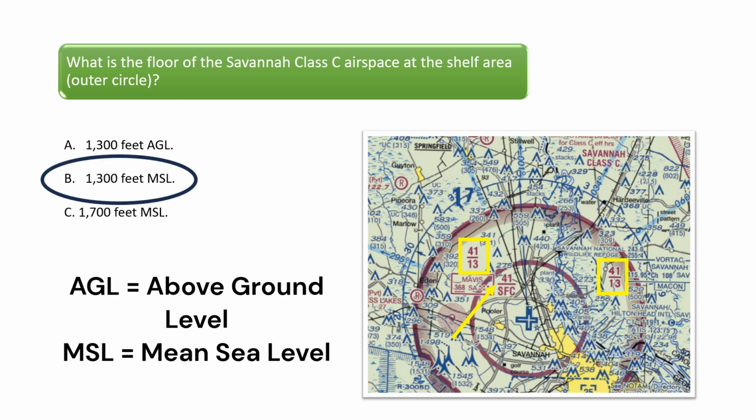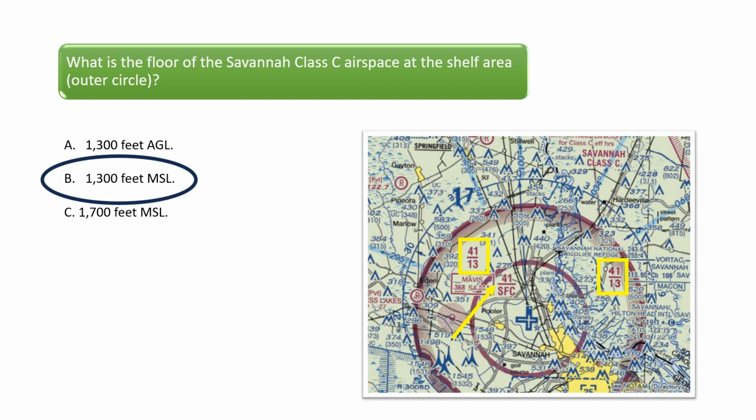One more key point to remember. Notice the number 41 above the letters SFC. SFC stands for surface, meaning the Class C airspace inside the inner ring is from the surface to 4,100 feet MSL. Remember, pilots must receive authorization from air traffic control prior to operating an unmanned aircraft inside Class C airspace.